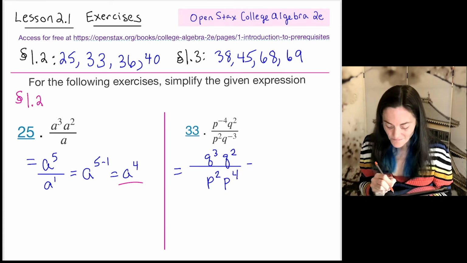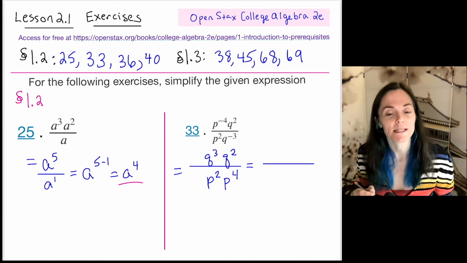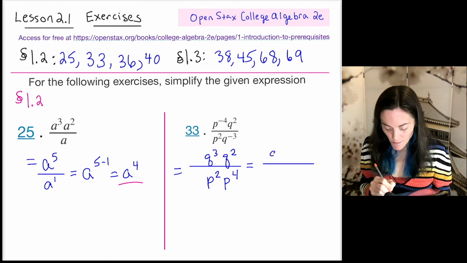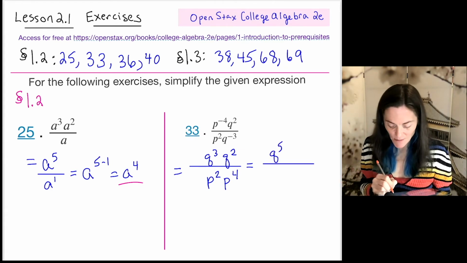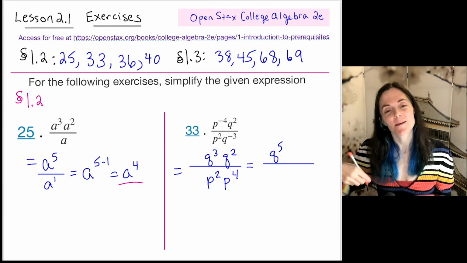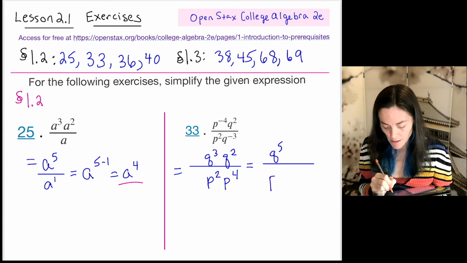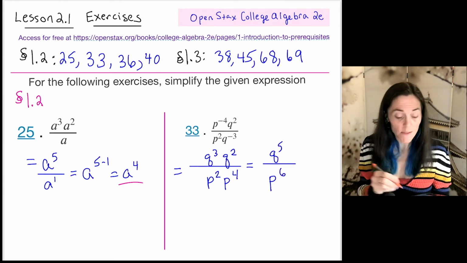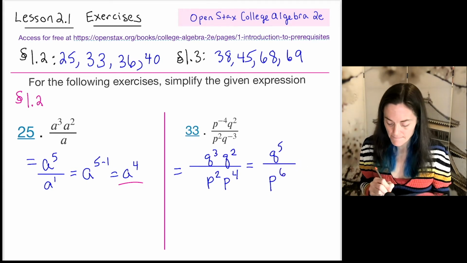And then the P to the minus 4 in the numerator is really in the denominator as a P to the 4. Now, for both the numerator and the denominator, I just want to add. So Q to the 3 times Q squared is Q to the 3 plus 2, which is Q to the 5th. P squared times P to the 4th is P to the 4 plus 2, which is P to the 6th power. And this will be my final answer here.